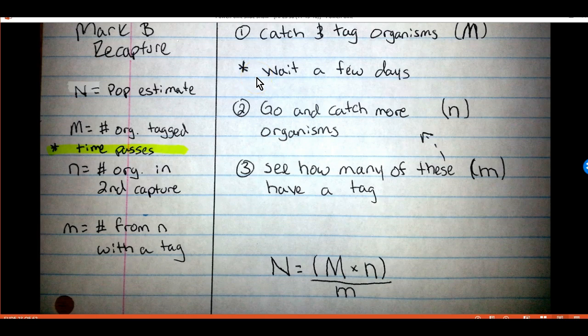So you wait for a few days. You go out and you capture more organisms. Do you have to capture 10% again? No. If you capture more, you capture less. Doesn't really matter. It should be close to about 10% again, or what you think is 10%.